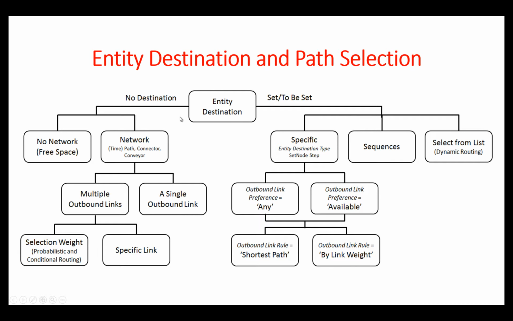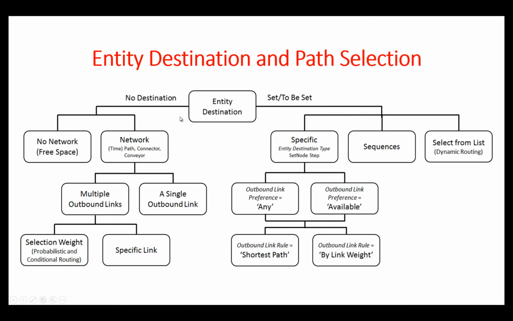So in this video, we are going to talk about routing with sequences. So we use sequences or sequence tables when we have predetermined routings for our different entity types in the model. To see how we can implement sequences in Simio, we're going to use a very abstract model of an airport that you can see here.